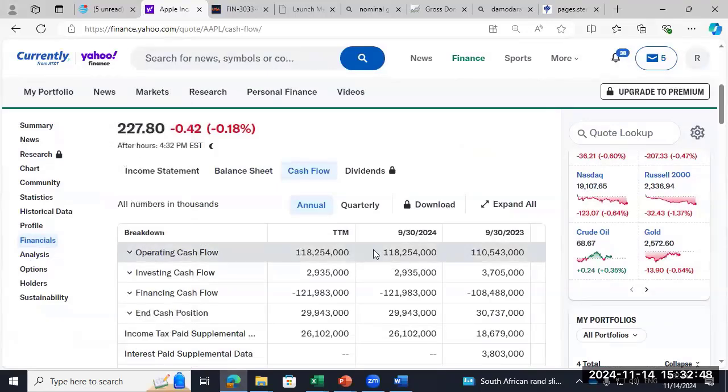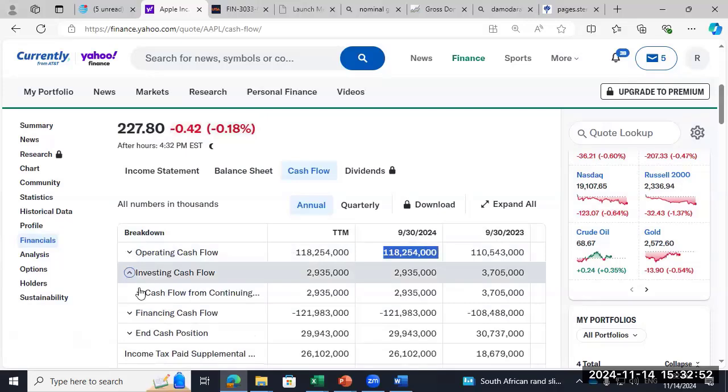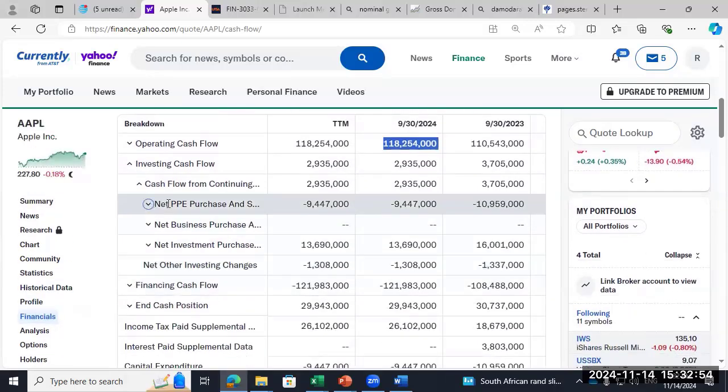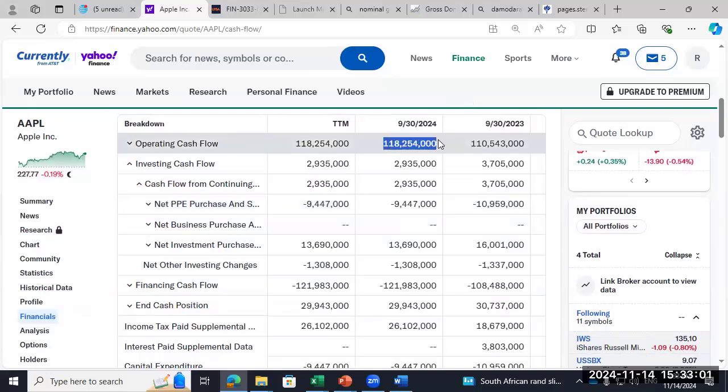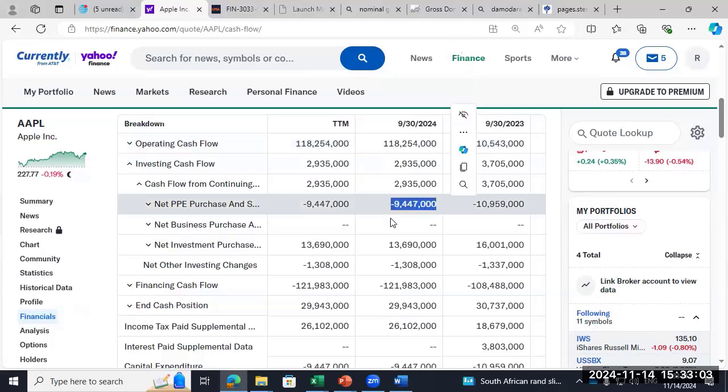There's their cash from operations, 118 billion. You go under investing cash flows, and you find this net PP&E. They only have $9 billion in CapEx. So 118 billion minus 9 billion. That's going to be their free cash flow.